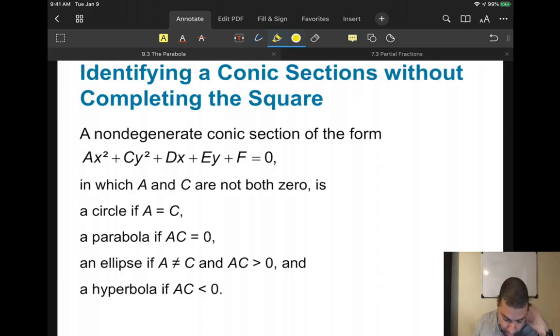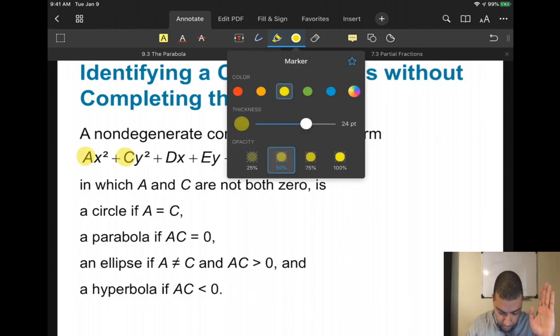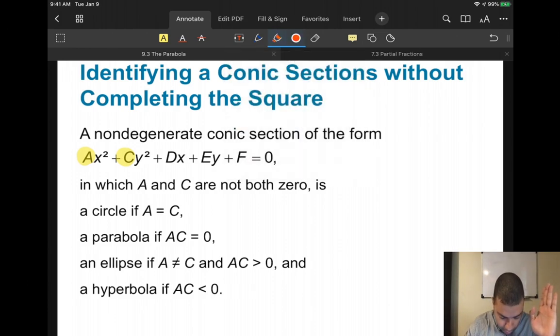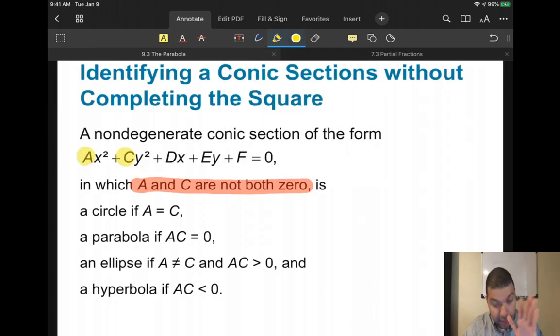So the first thing you want to look at is the coefficients of x squared and of y squared, right? So if these two coefficients are equal, then, first of all, this is the first important thing: they can't be both 0. These two cannot be 0 at the same time. This is necessary for this to be a conic section. Otherwise, it's just a plane or a line, whatever. But okay, if they're not both 0 and they're equal, it's going to be a circle.